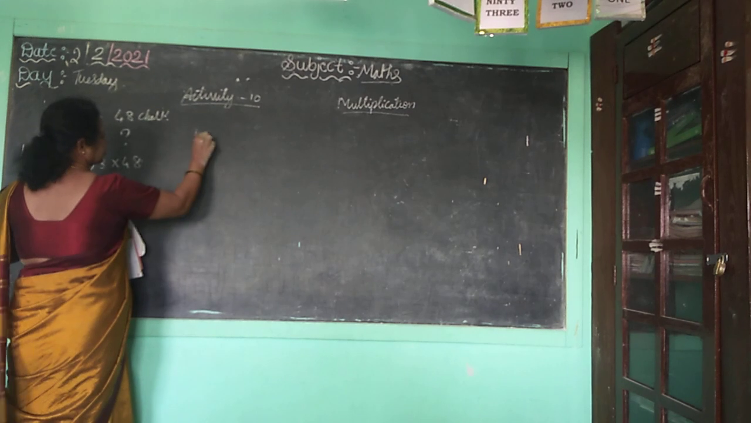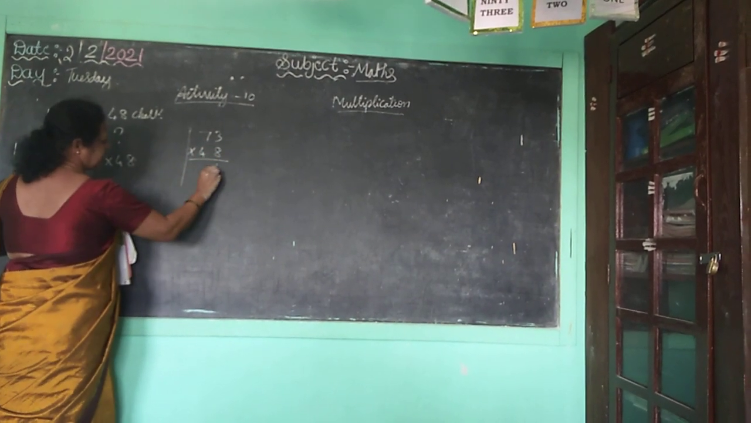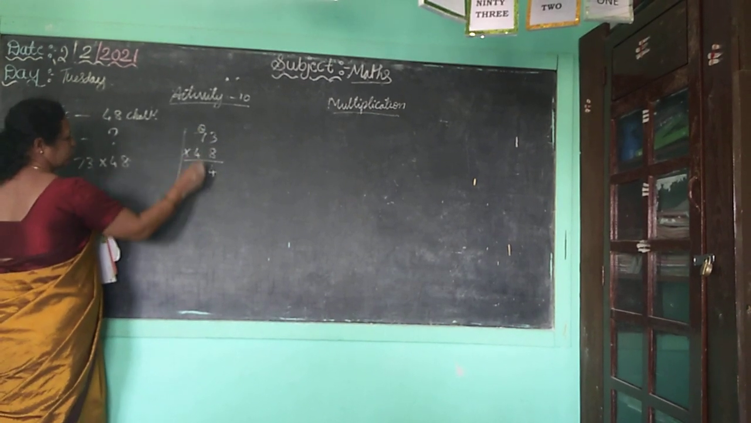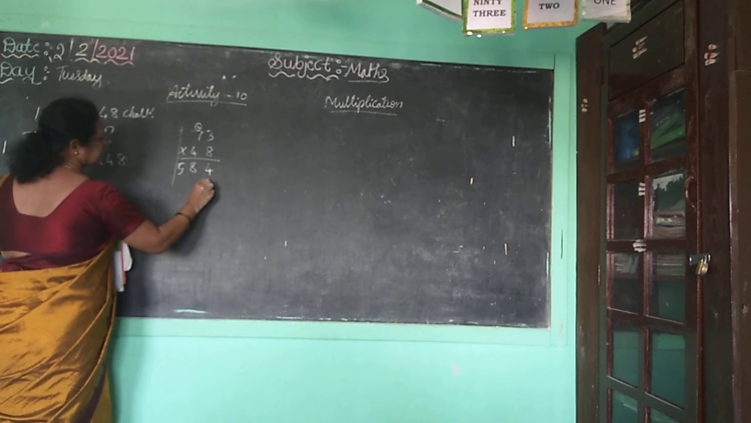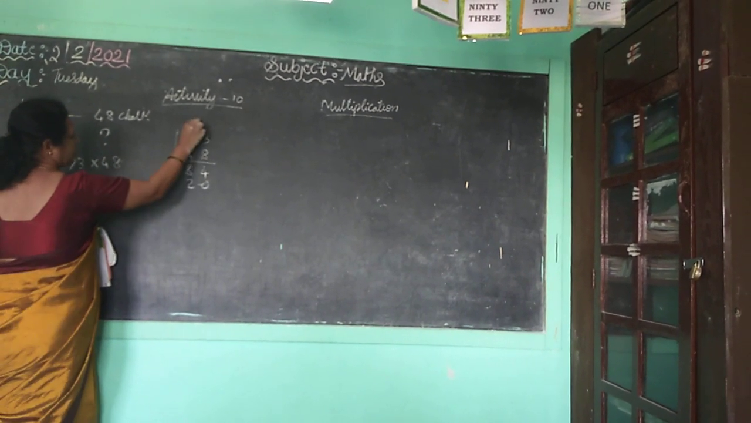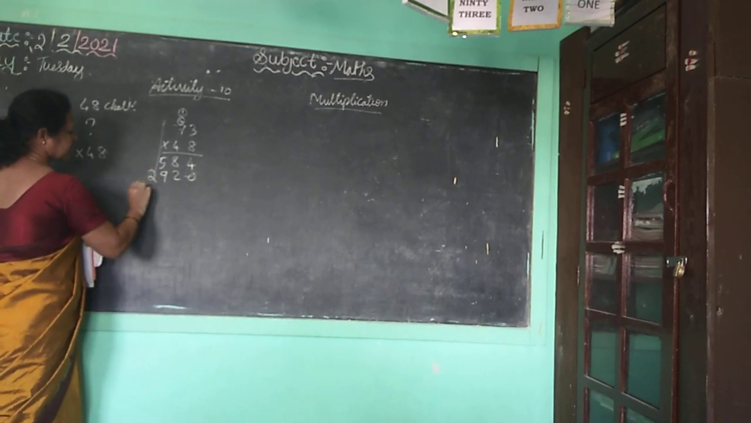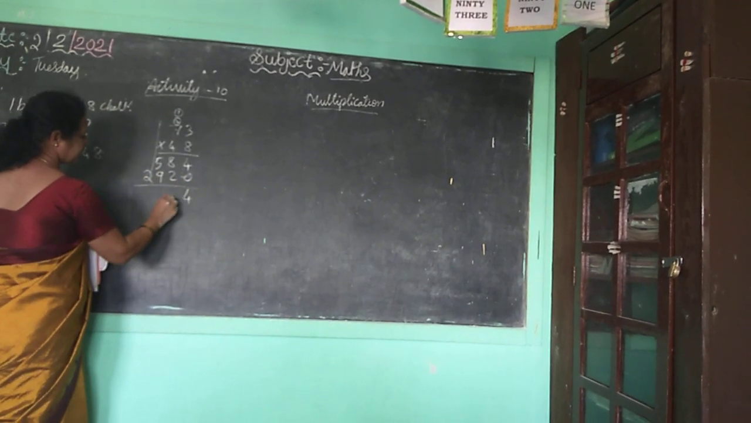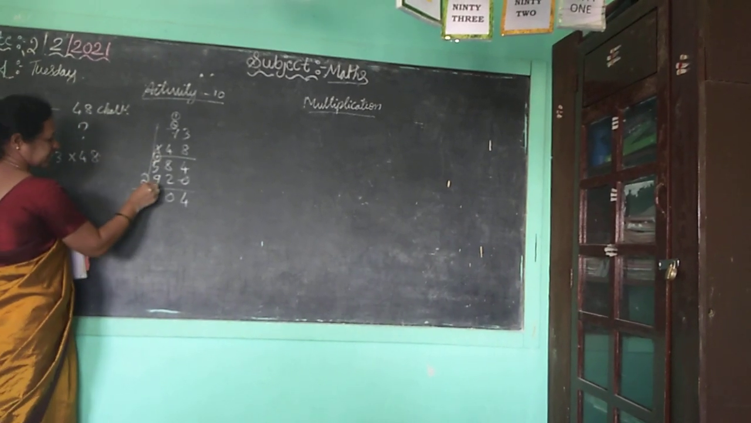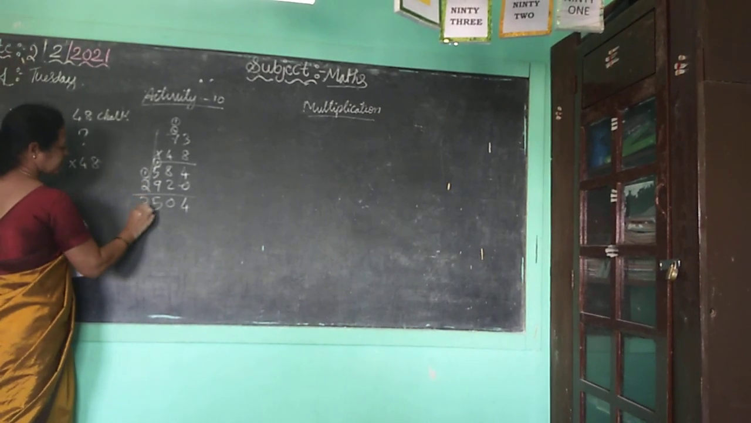So 73 into 48. 8 3s are 24. 2 carry. 8 7s are 56 plus 2, 58. Then 1's place is over, you put 0 here. 4 3s are 12, 1 carry. 4 7s are 28 plus 1, 29. Now add. 8 plus 2, 10, 0, 1 carry. 1 plus 5 is 6, 6 plus 9 is 15. Right? 5, 1 carry. 1 plus 2 is 3.